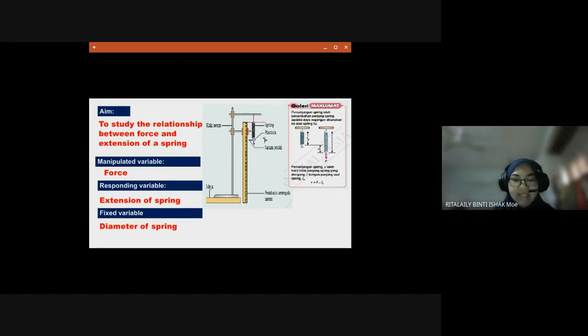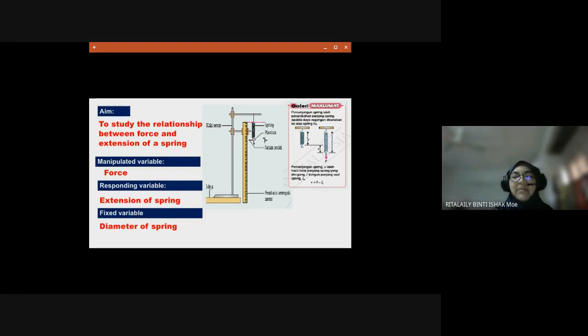Okay, so type of spring, please avoid using the word type. Even though we are using the same type, don't use type as a variable, because type we cannot measure. So these are the manipulated, responding, and fixed variable for the experiment.